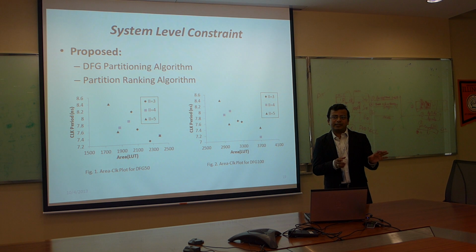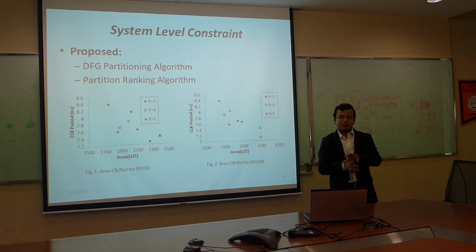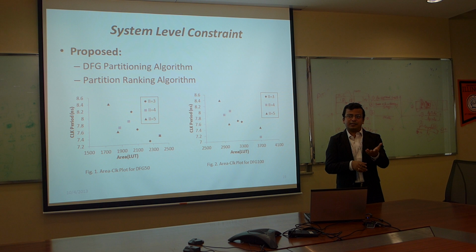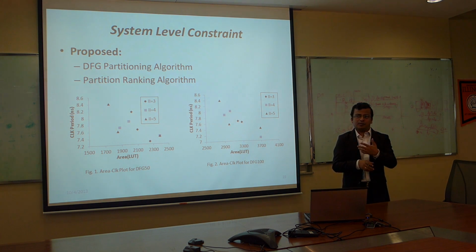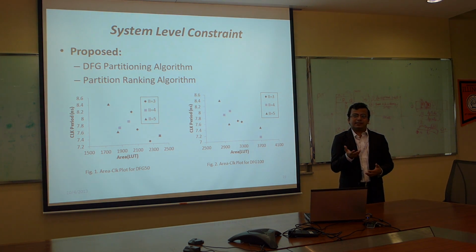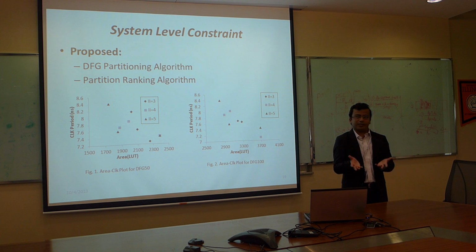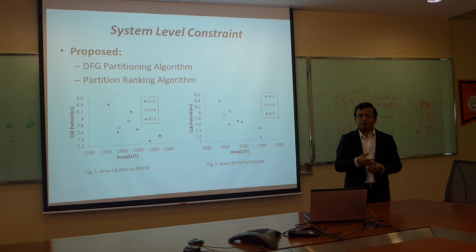So as a result you can get multiple design points, all of which satisfy your constraint and give you different area and clock points to consider, so that at the end the designer can choose which one he wants to actually implement. Now if you vary the II constraint, you can also get more design points.